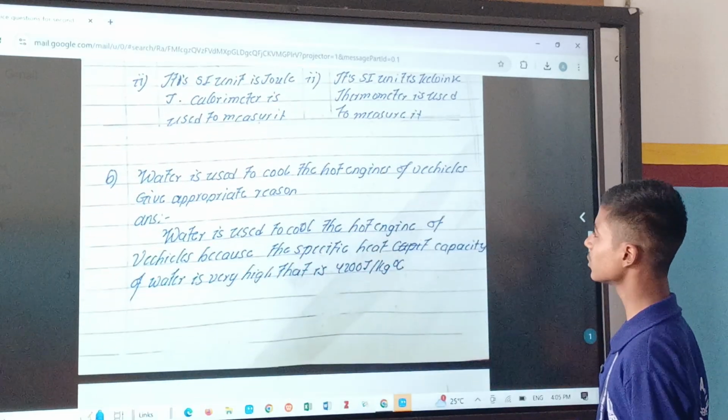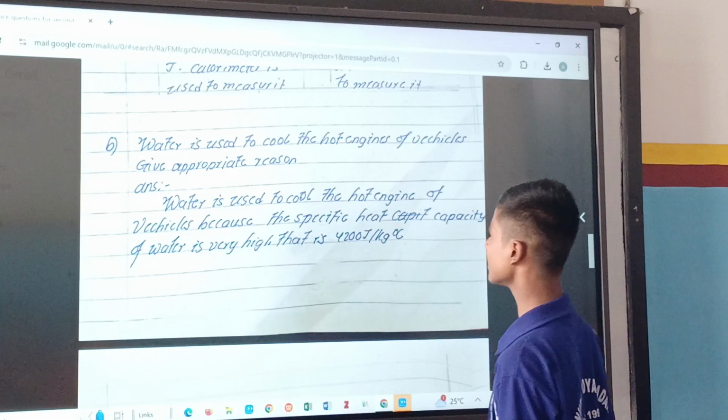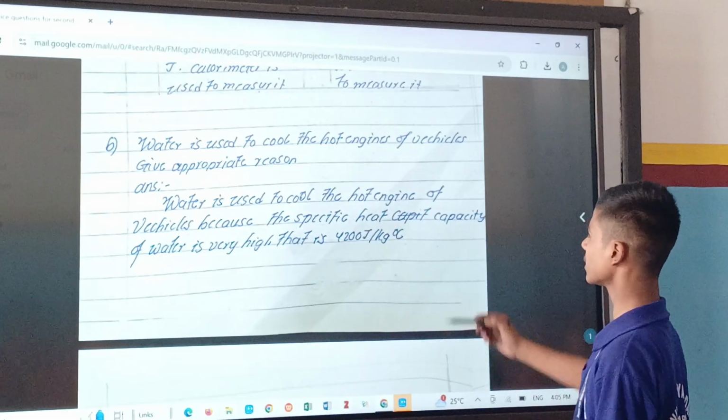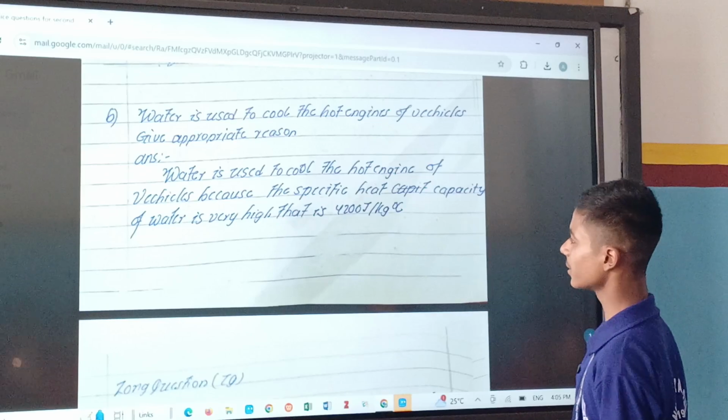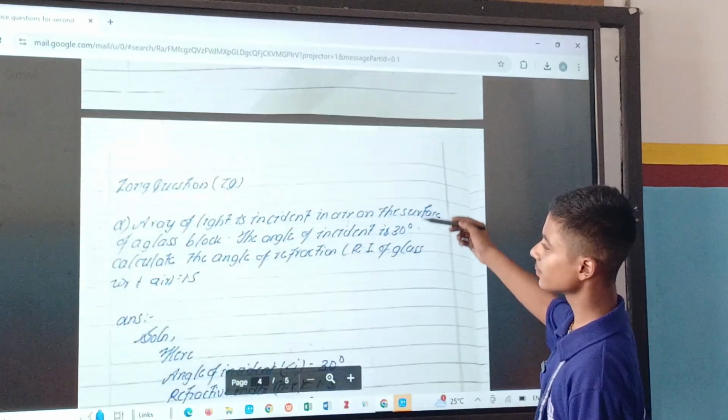Water is used to cool the engine of a vehicle. Give appropriate reason. Water is used to cool the hot engine of a vehicle because the specific heat capacity of water is very high, that is 4200 joule per kg per degree centigrade.